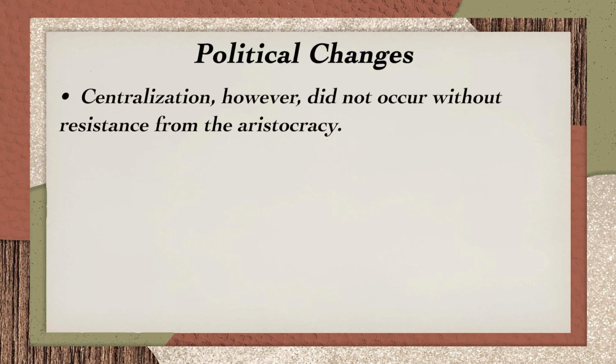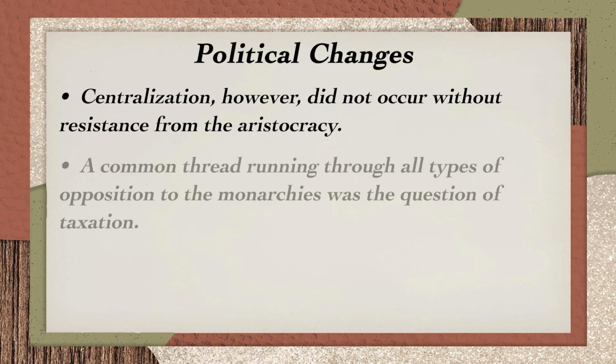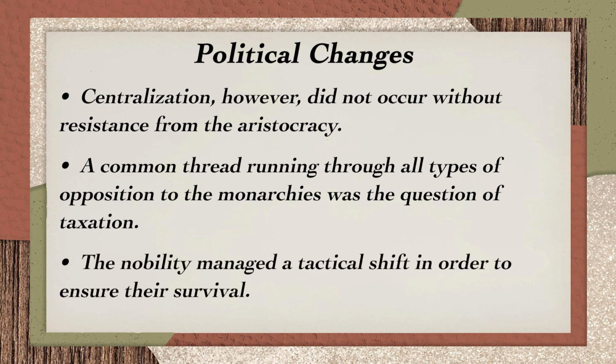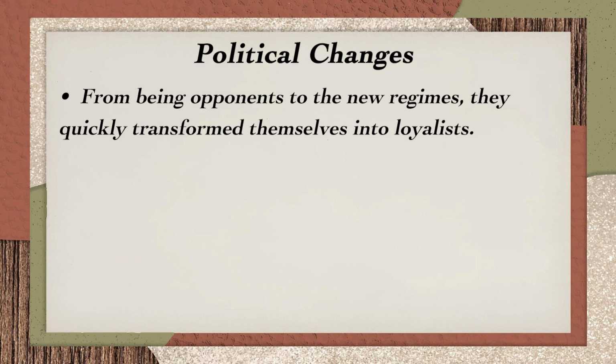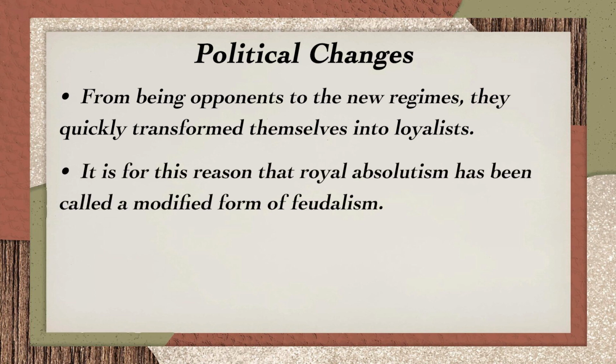Centralization, however, did not occur without resistance from the aristocracy. A common thread running through all types of opposition to the monarchies was the question of taxation. The nobility managed a tactical shift in order to ensure their survival. From being opponents to the new regimes, they quickly transformed themselves into loyalists. It is for this reason that royal absolutism has been called a modified form of feudalism.